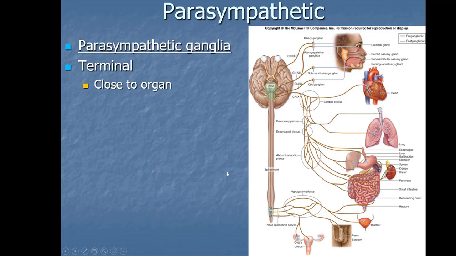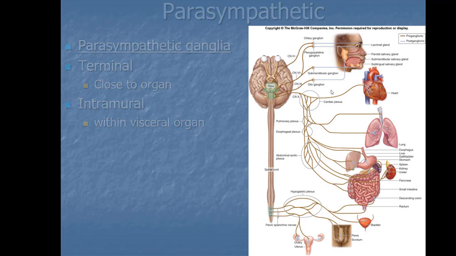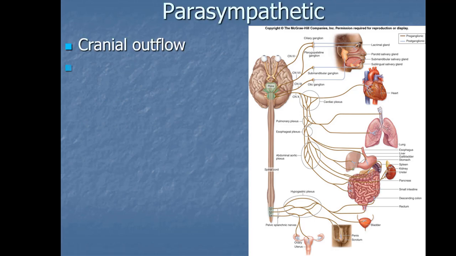The ganglia, where the pre and postganglionic neurons synapse, can be divided into two types. Sometimes the ganglia are within the organ itself, and we call those intramural ganglia. Sometimes they're out in other parts of the body, and those are called terminal ganglia. It's still close to the organ, but it's not within it. And like I said, the outflow is coming from the cranial nerves or the sacral nerves.